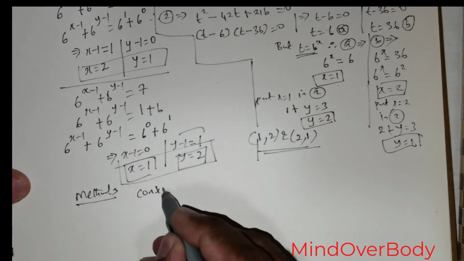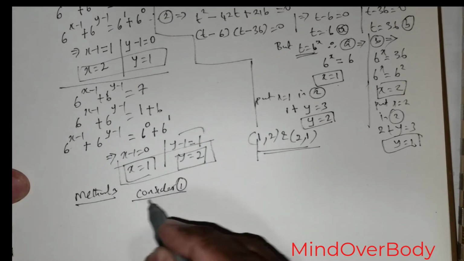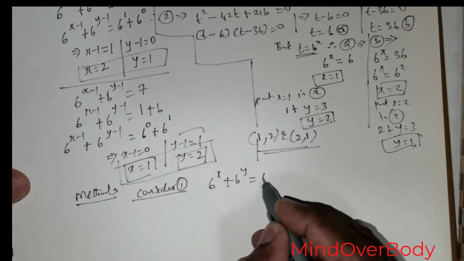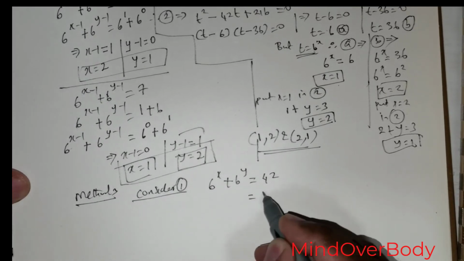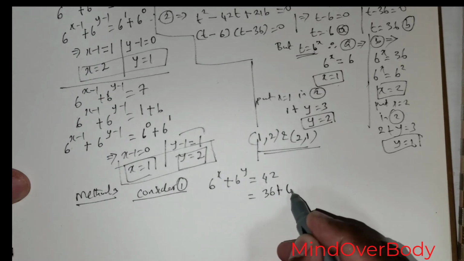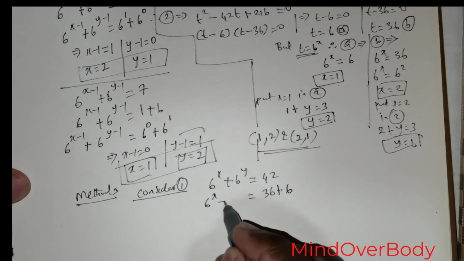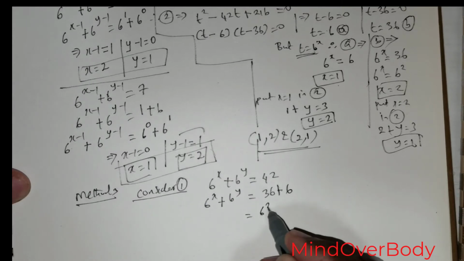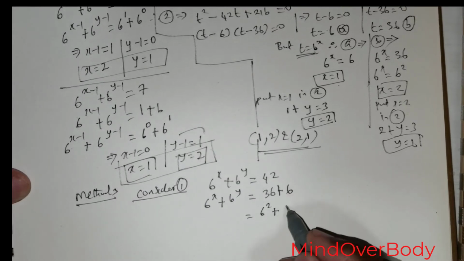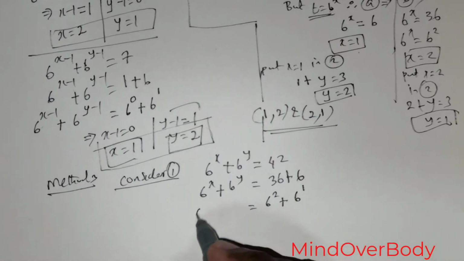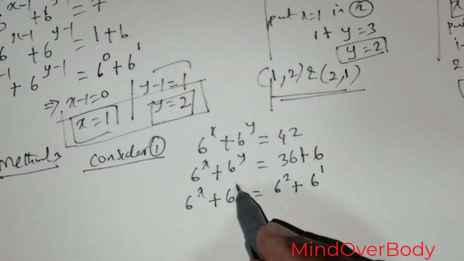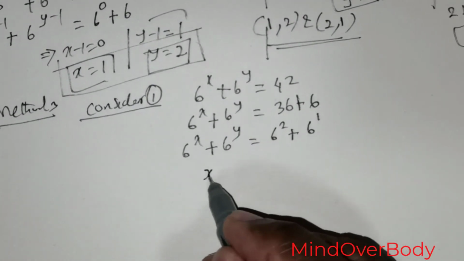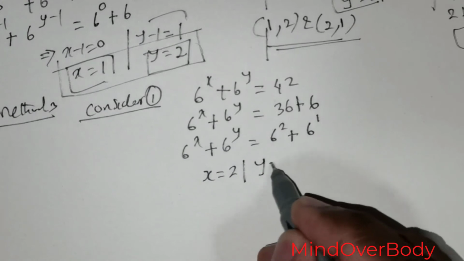So I'm going to consider 1. So that's going to be 6 raised to the power x positive 6 raised to the power y is equal to 42. I'm going to rewrite 42 as 36 positive 6. So this is 6 raised to the power x positive 6 raised to the power y. I'm going to rewrite 36 as 6 squared positive 6. I'm going to rewrite it as 6 raised to the power 1. I got 6 raised to the power x positive 6 raised to the power y. Now if I were to equate it, I get x is equal to 2 and y is equal to 1.